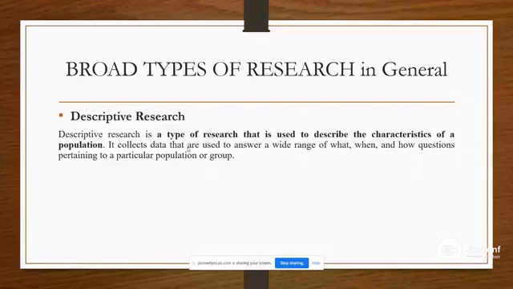So if you are reading a paper in which the author or the researcher has just described certain characteristics, certain phenomena, certain features of a particular event or a particular organization or of the public in nature, anything of that sort, that means that author is talking about descriptive research. So what is descriptive research? It is used to describe the characteristics of a population.